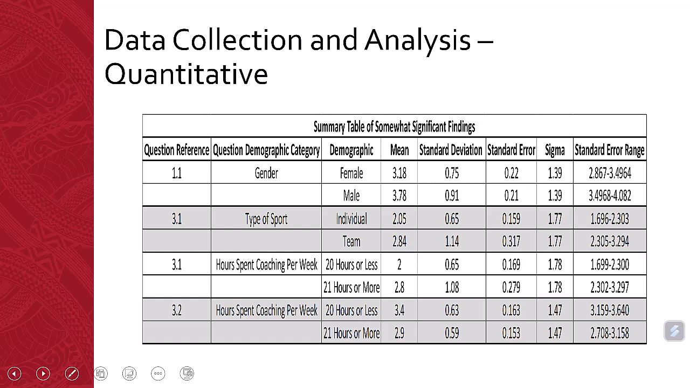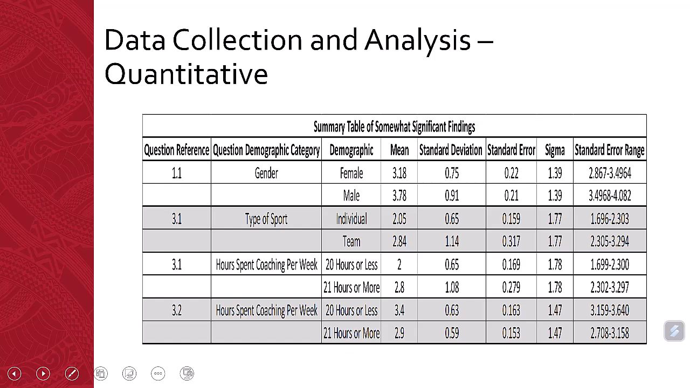This listed will be one of the 14 demographics used to analyze the questions. The next column is demographic, which are the sub-demographics under the demographic category. Next, we have the mean, followed by the standard deviation, then standard error. Next is the sigma. Of note, in my research, a difference of 2 standard errors was considered significant. Please note that none of these categories meet that 2 sigma standard, and that is why I refer to them as somewhat significant findings, as no 2 sigma findings were found in the study.